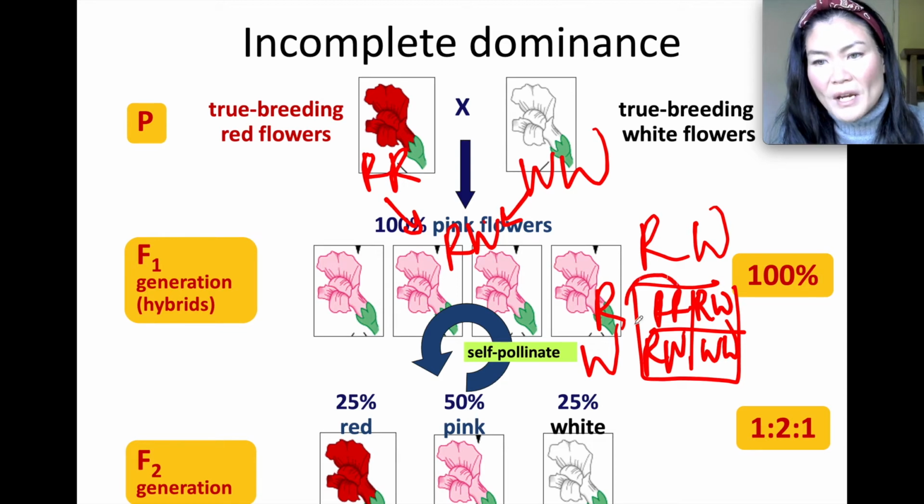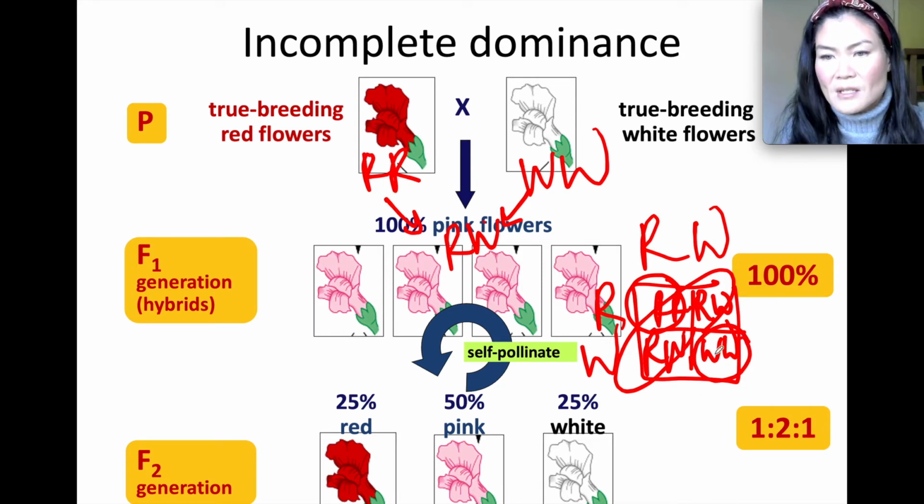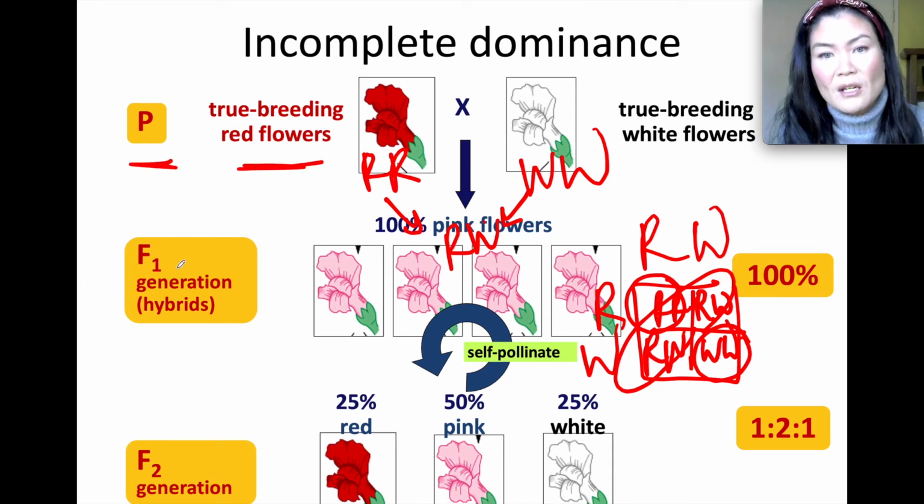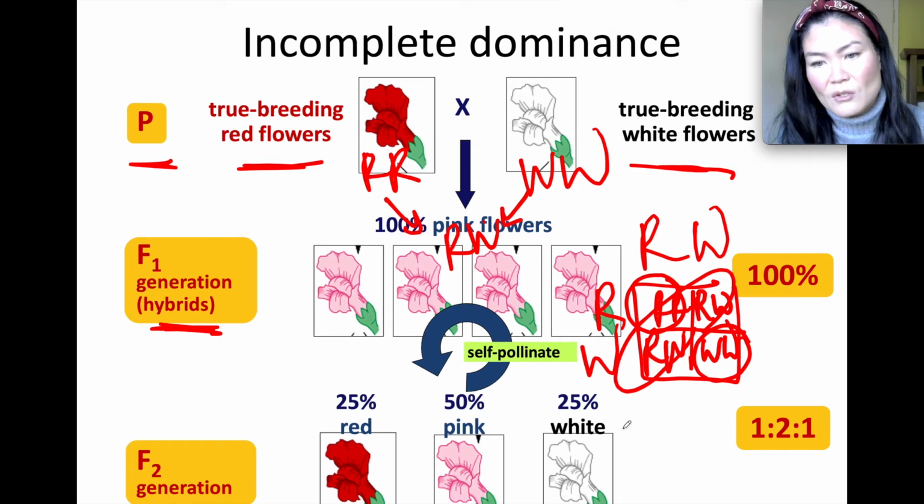You get 25% red, 50% pink, 25% white. Do you guys see that? 25% red, 50% pink, 25% white. So that's the F2 generation. Okay, that's the F2. So the parental generation, P generation, are true breeding. F1 generation are hybrids, and then the F2 generation, you see this 25 to 50 to 25 ratio.